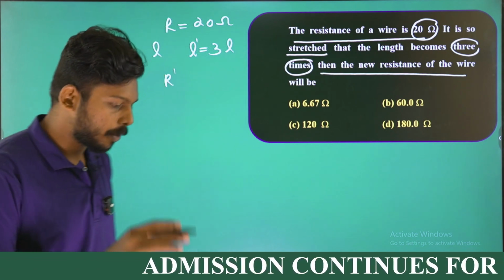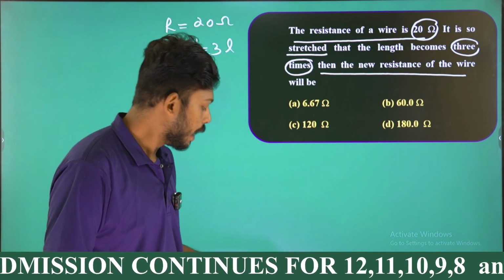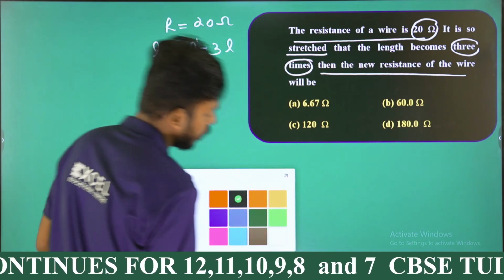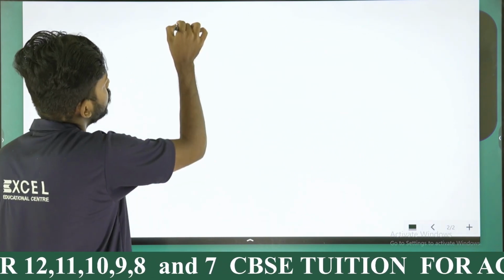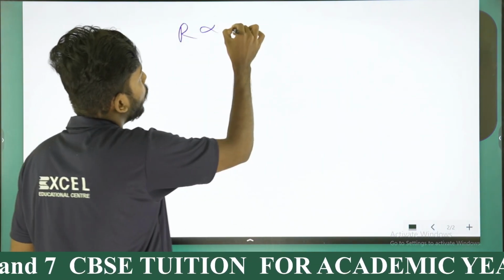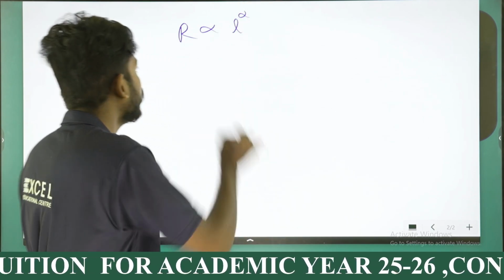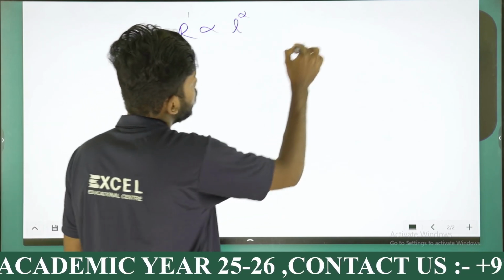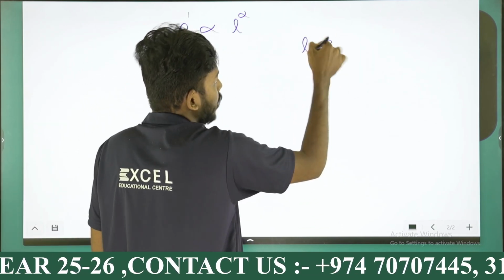You have to understand that there is a small equation for stretching. If a body is stretched, R is directly proportional to the square of the stretching. The new resistance is directly proportional to the square of the stretching. In this particular case, the amount it is stretched is 3 times.